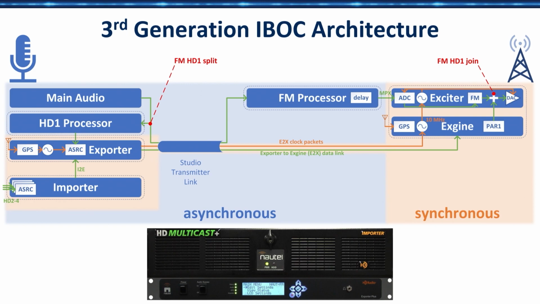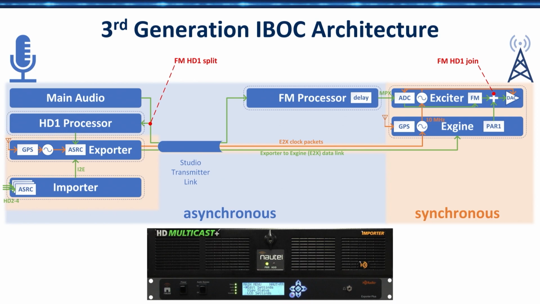So the entire modulation for HD was encapsulated into that exporter to X-Gen E2X protocol. But it did not handle the FM. Again, HD was a bolt-on to the existing FM installation, so the FM was not handled here at all.